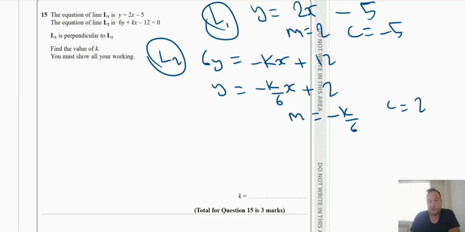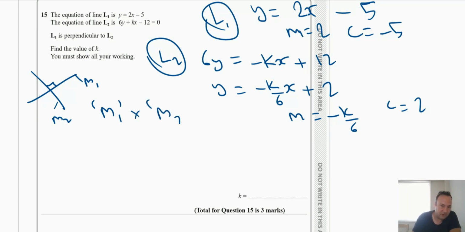So, where do we go with this? What do we do next? Well, this is really important, guys. Whenever two lines are perpendicular to each other, where you've got a gradient M1 for this line and a gradient M2 for this line, if two lines are perpendicular, that basically means that the product of those two gradients has to be equal to minus 1.